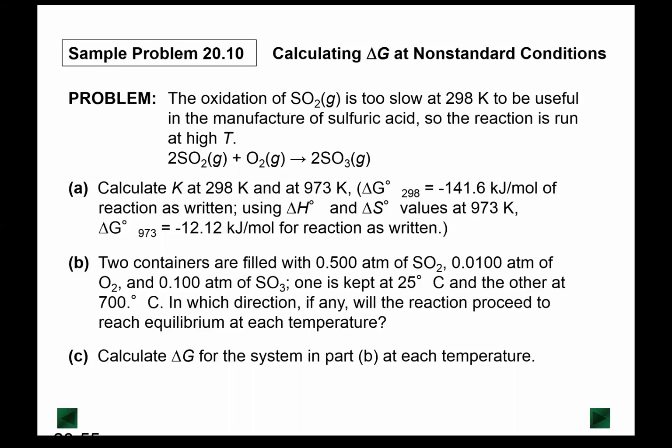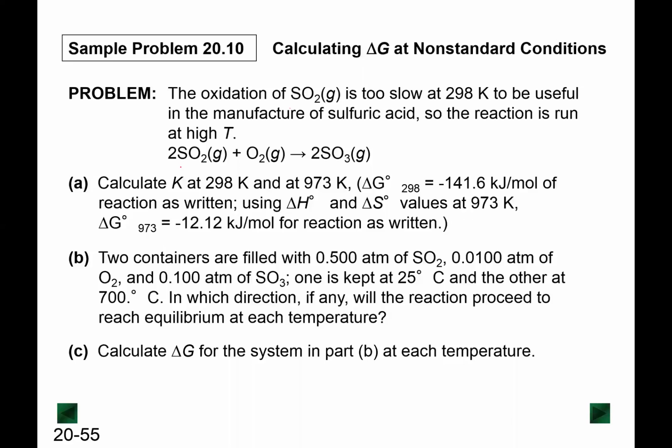So here we're going to do sample problem 2010. As I mentioned in class, I wanted to run through this. Basically, in this problem, we are given a reaction, which is the oxidation of sulfur dioxide, a reaction of sulfur dioxide with oxygen to give us sulfur trioxide. And then this is taken on and used in the production of H2SO4, or our sulfuric acid.